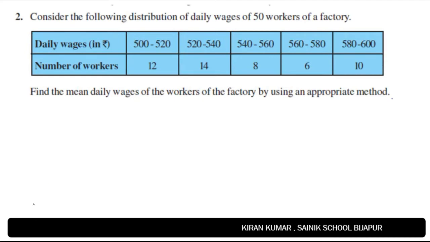Question 2. Consider the following frequency distribution of 50 workers of a factory and their daily wages. The daily wages are given in terms of class intervals and the number of workers is given, that's the frequency. Find the mean daily wages of the workers of the factory by using an appropriate method. Here, if you observe, the class interval size, 20, is small, but the values are a little huge, so it's not preferable to solve it by the direct method.